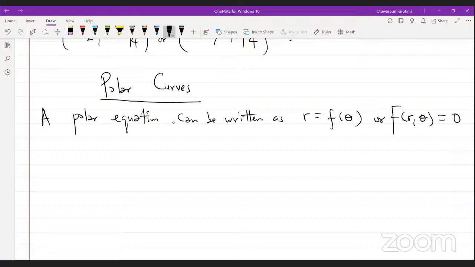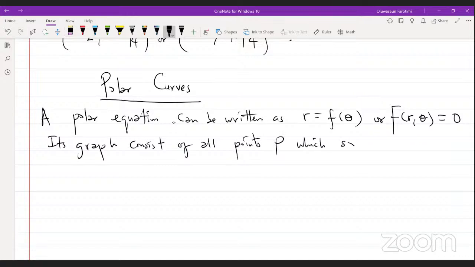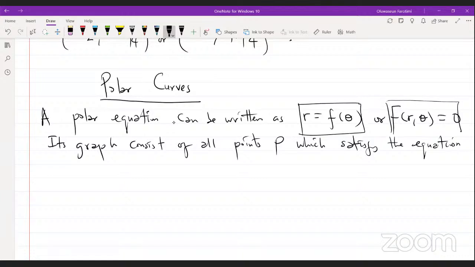All right, it has this guy. So let's see. Now, its graph actually consists of all points, which we call points P, which actually satisfy the given equation. This guy or this guy.